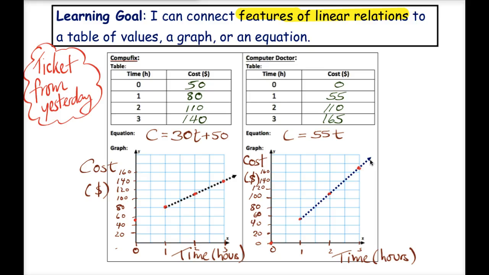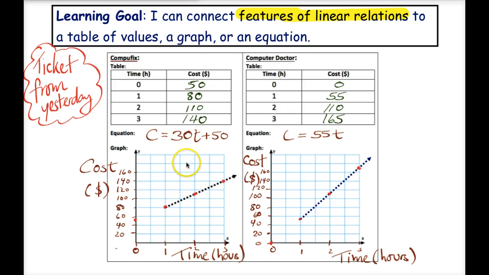There were some questions asked about this on this ticket about which of these two companies would you hire if you were only going to use a small amount of time, or which one would you hire if you were going to use a larger amount of time. And so we can see either from the table, from the equation, or just by looking at the growth rate, the one with the higher growth rate is Computer Doctor. They charge $55 per hour compared to Compufix for $30 an hour.